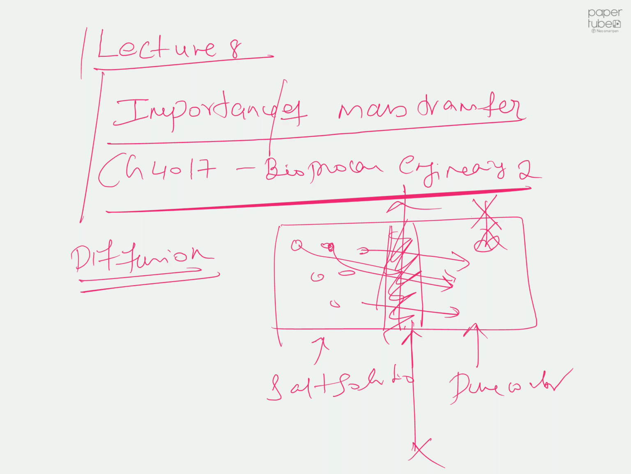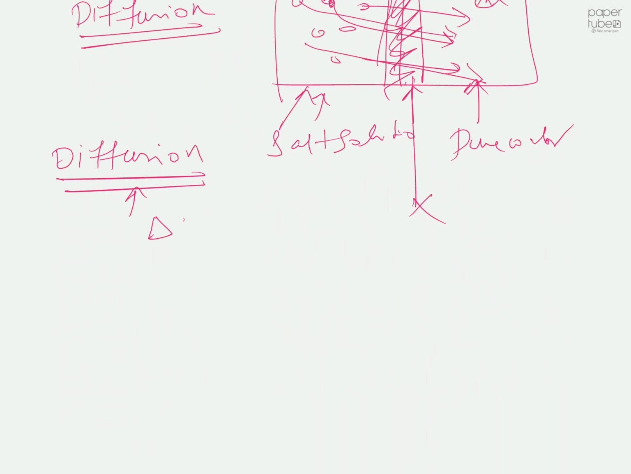The process which makes the salt move from the left compartment to the right compartment, or from a high concentration zone to a low concentration zone, we call diffusion. For this process to happen, you definitely need some driving force, and that driving force is the concentration gradient. Say C1 is your high concentration, C2 is your low concentration. The molecules will move from C1 to C2 until it reaches an equilibrium.